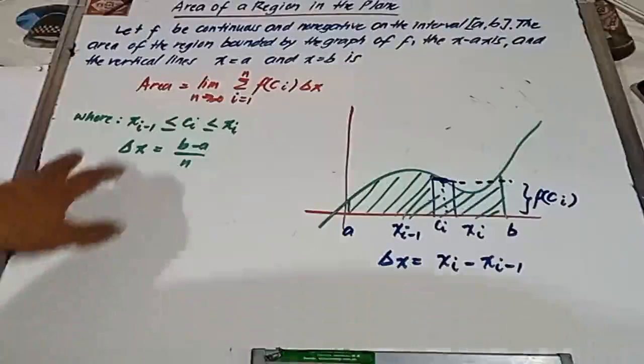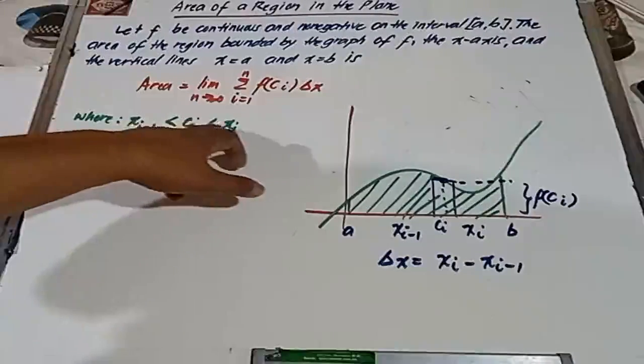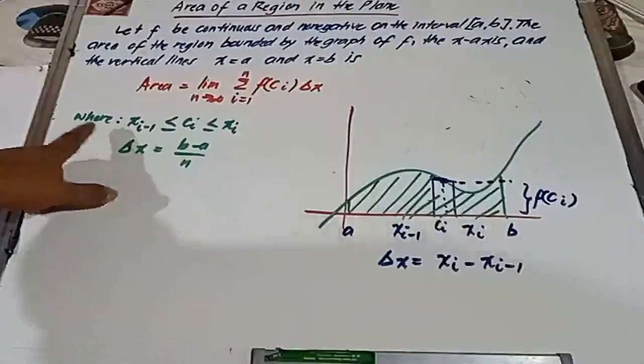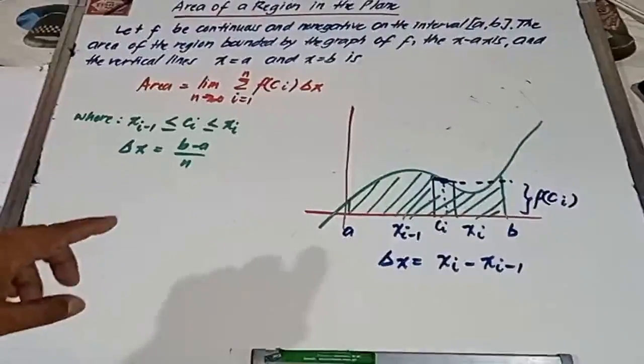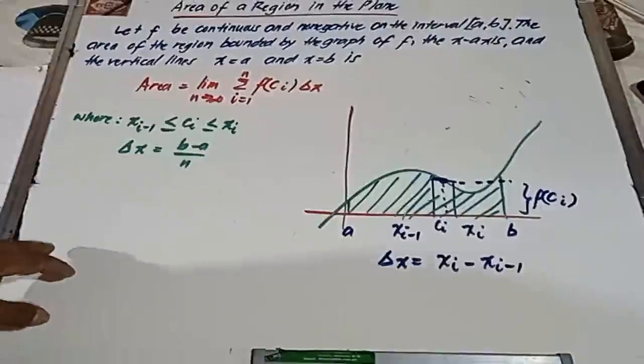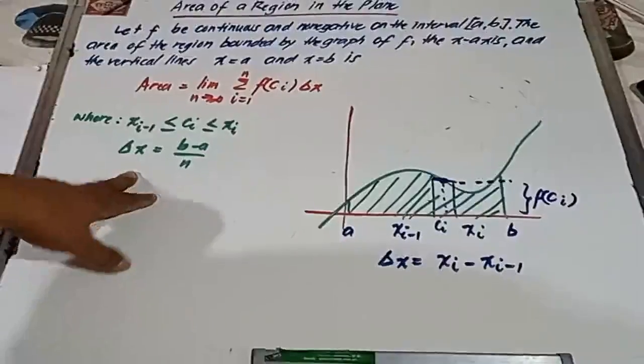Okay? Also, x sub i minus 1 is less than or equal to c sub i and less than or equal to x sub i. Meaning, we can use the values of the left endpoint or the right endpoint for c sub i. Okay? And also, delta x is computed using the relation b minus a over n.